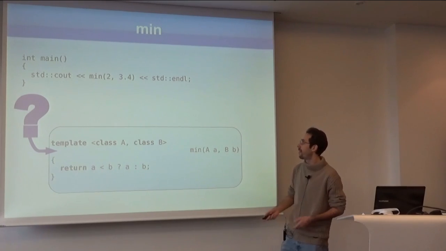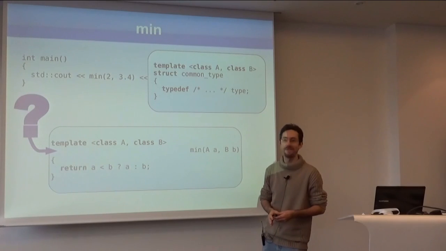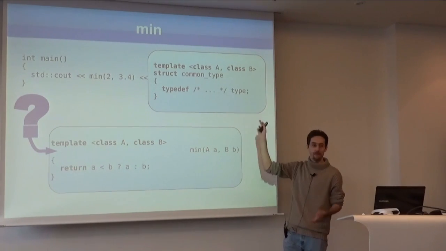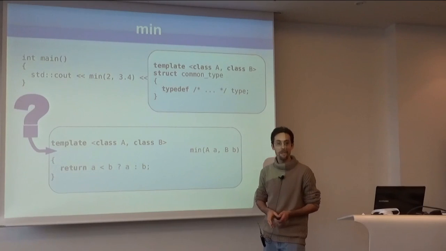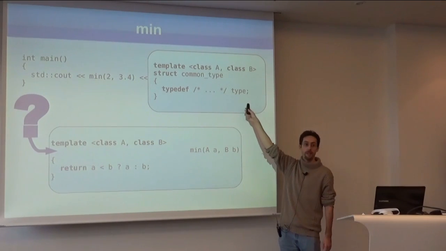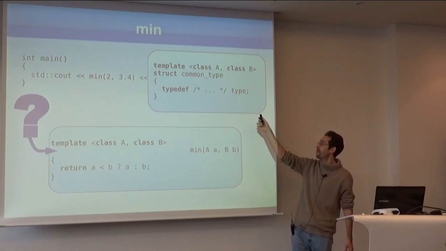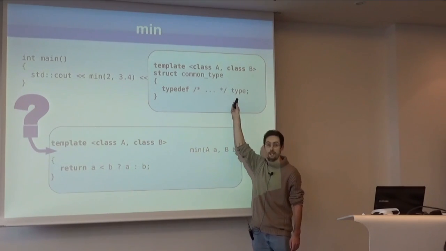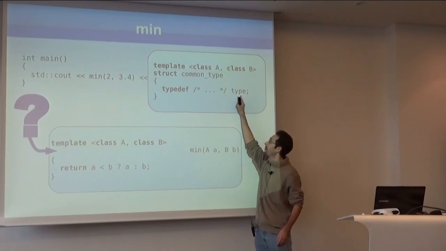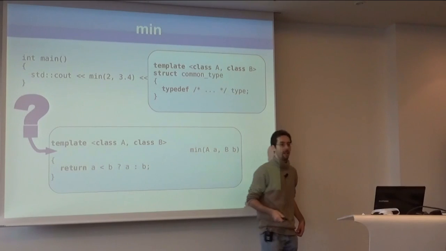And let's assume that we have some sort of a magical template class. Magic happens here. Let's call it, for example, common type. And this class has two template arguments, and we assume that if we instantiate it with two types, then the template instance will have a nested type called type, and that nested type will be a typedef of whatever the return type of this function should be.